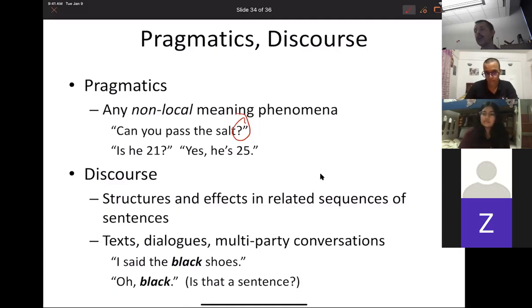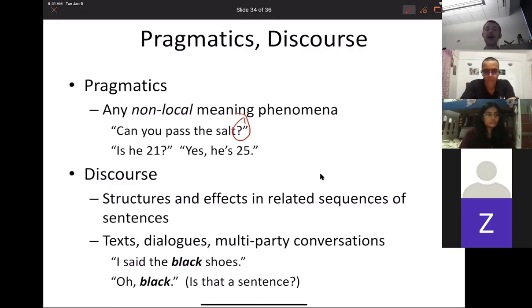What do you probably mean? You mean age. Is his age 21? But you really mean, is he above 21? Is he at least 21? So you can say, yes, he's 25, which seems contradictory. But yeah, can he drink? Is he drinking age? Yeah.